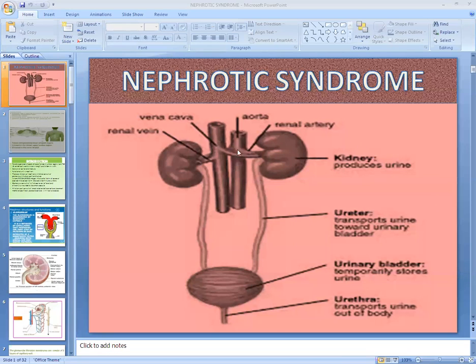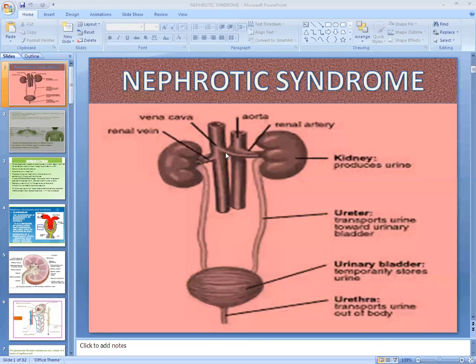So this is your excretory system. These are two kidneys, bean-shaped, ureters, which open into urinary bladder, which continues as urethra. So this is your excretory system: kidney, ureter, bladder, and urethra.